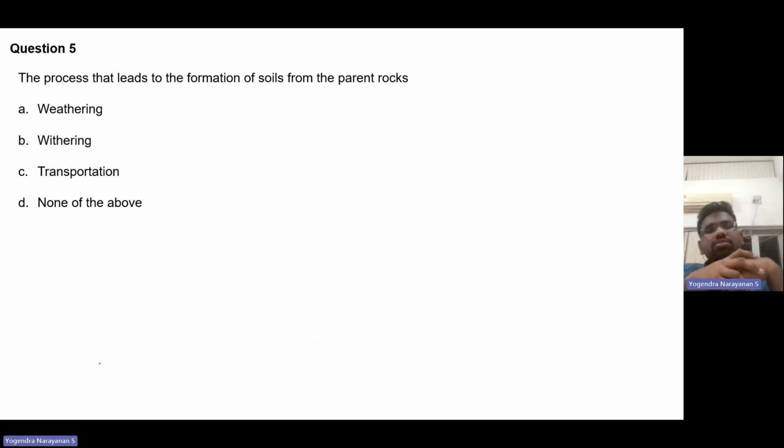The process that leads to the formation of soils from the parent rocks. Option A, weathering. Option B, withering. Option C, transportation. And option D, none of the above.